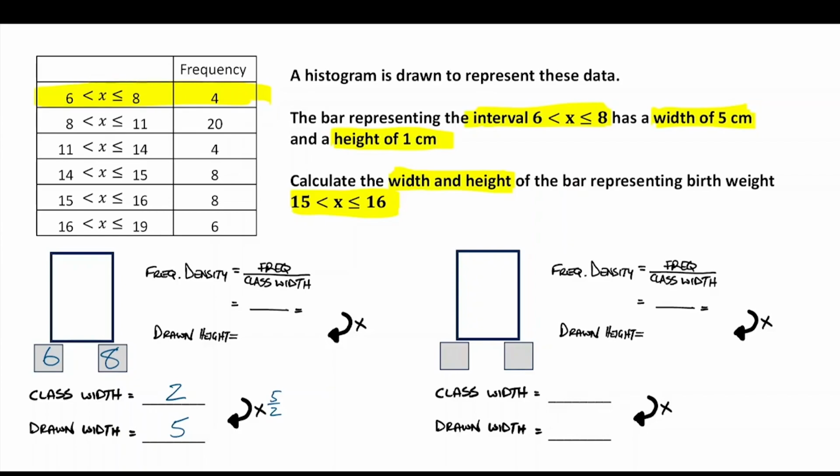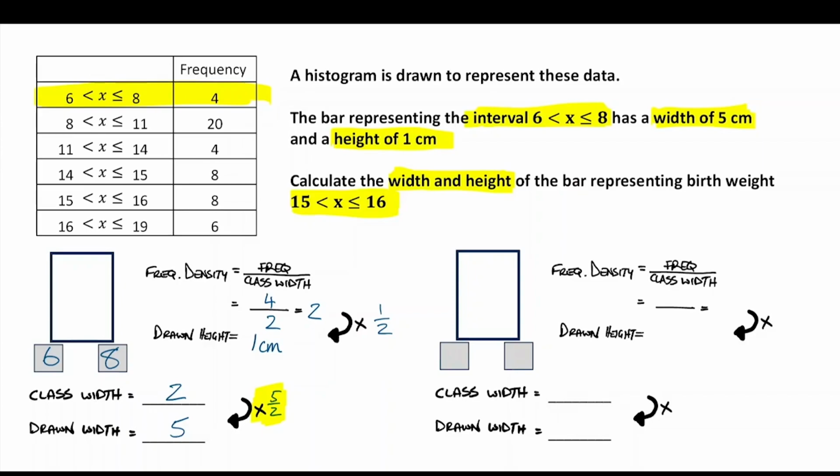Frequency density. We find frequency density by taking the frequency and dividing by the class width. The frequency we can see from the table is 4, and the class width we've seen is 2. So 4 over 2 gets us a frequency density of 2. But we know that this was drawn 1 centimeter high. That means the multiplication scale factor is going to be 1 over 2. If you multiply by 1 over 2, you can turn any frequency density into a drawn height.